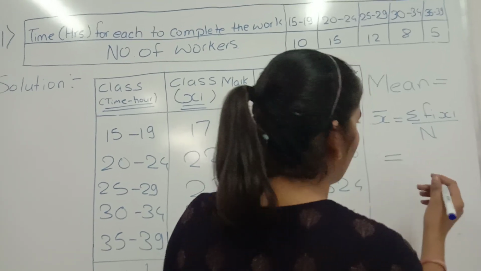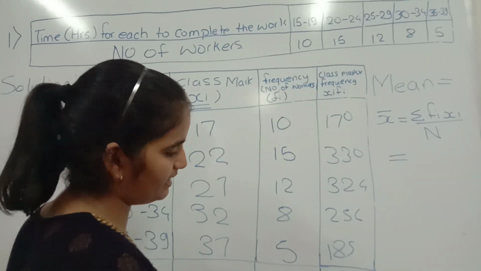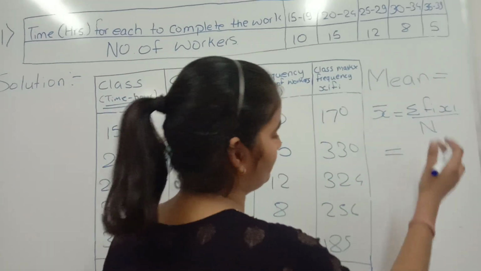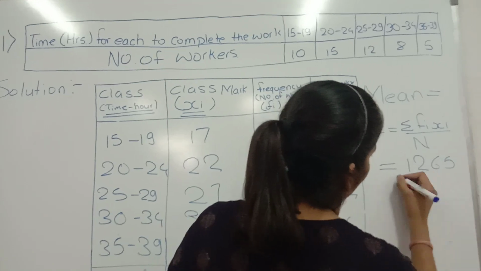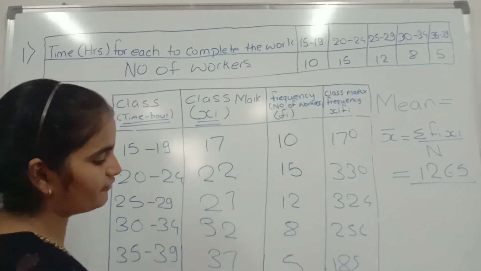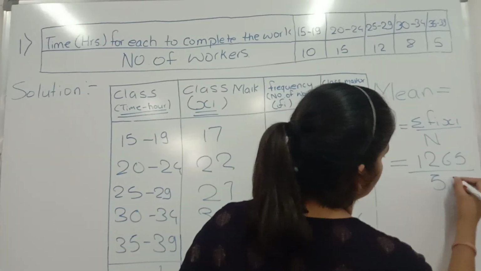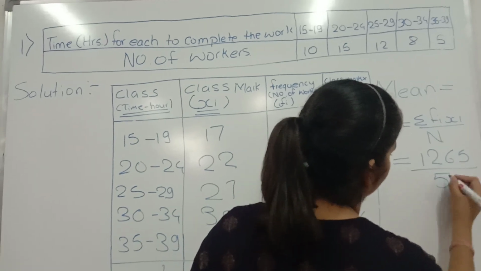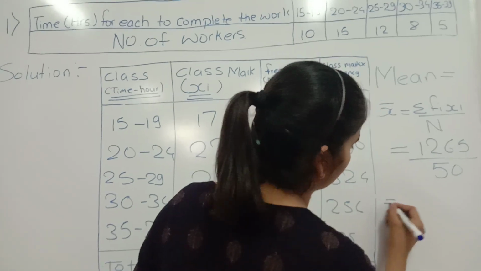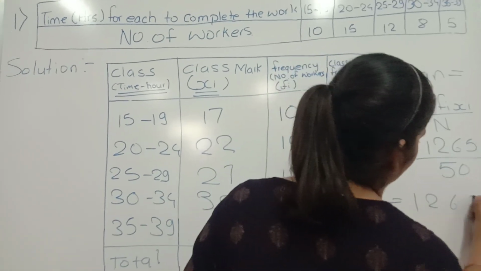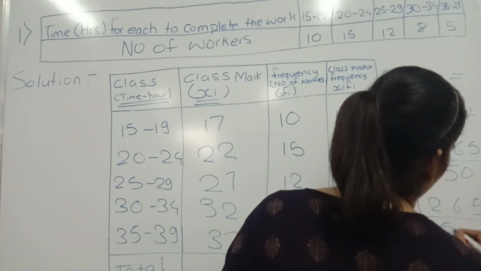So talking about fi xi, what is our fi xi? It is class mark multiplied by frequency, which is 1265. And what is our n or summation fi? It's 50. Simply we have to do the division. So I will write it in a big box: 1265 divided by 50.